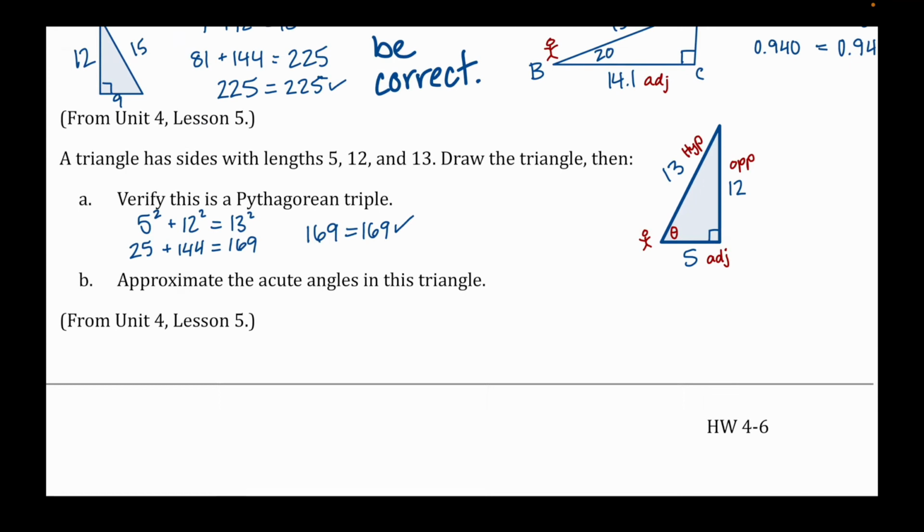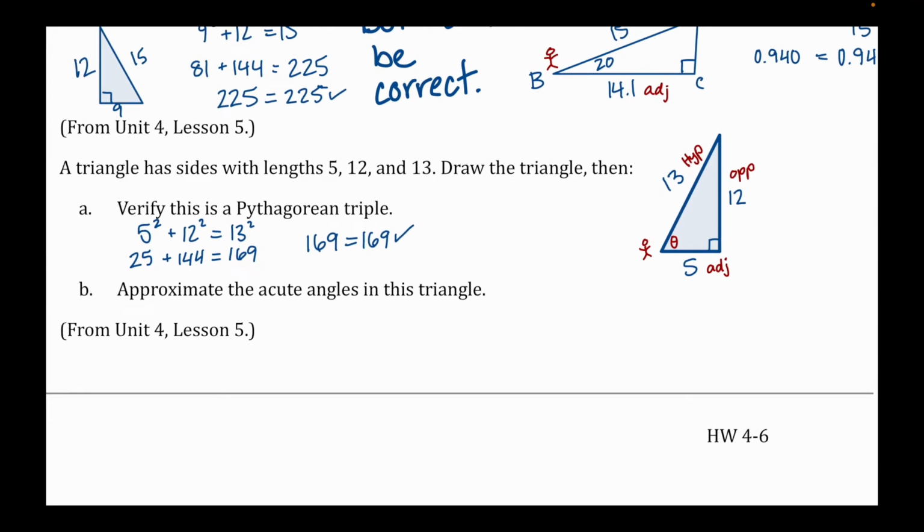We want to approximate some acute angles. So we're going to do that with theta, and then we're going to subtract from 90 to get what our other angle would be. And I guess we can follow along with their pattern, and we can call our other angle beta when we get there. So this is theta degrees. We want to see how large theta is.